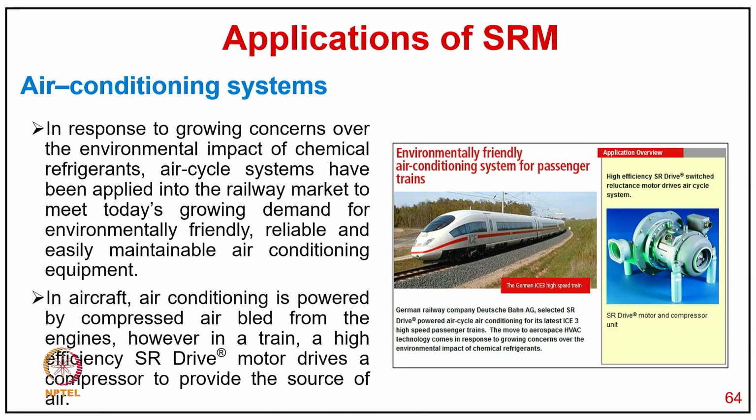Now coming to the application of air conditioning systems: an environmentally friendly air conditioning system for passenger trains, as you can see in the photograph. In response to growing concern over the environmental impact of chemical refrigerants, air cycle systems have been applied in the railway market to meet today's growing demand for environmentally friendly, reliable, and easy to maintain air conditioning equipment. In aircraft, air conditioning is powered by compressed air bled from the engine. However, in a train, a high efficiency SR drive motor drives a compressor to provide the source of air.